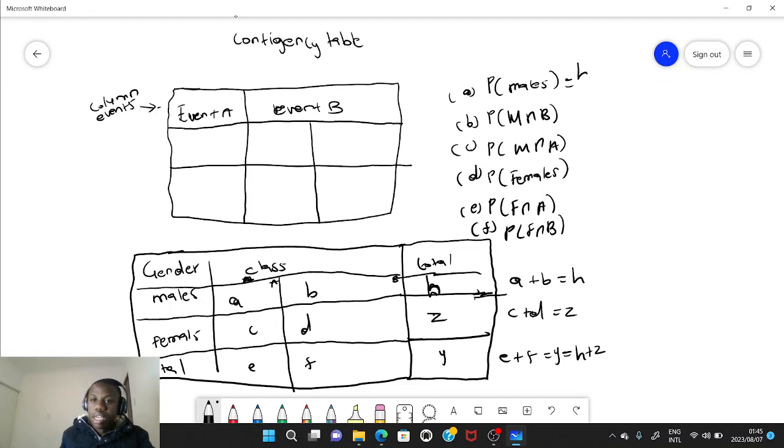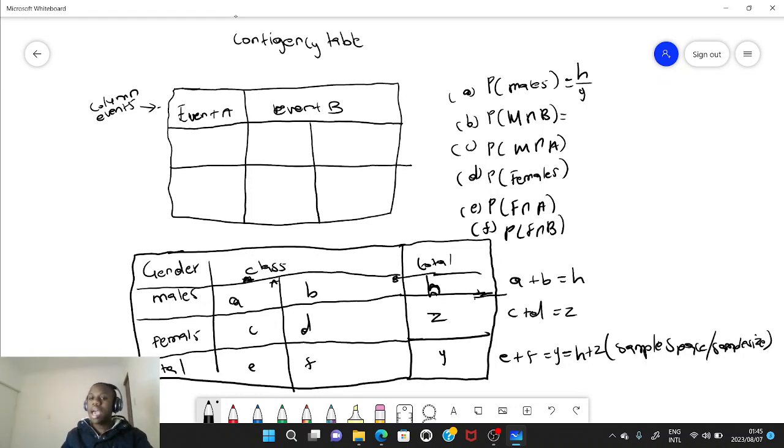I'll have H over what? Over the sample space. The sample space is our total. The sample space is what? It's Y. I will have H over Y. Just simply note that Y in this case is our sample space or sample size, right? And the same thing applies with the second equation.